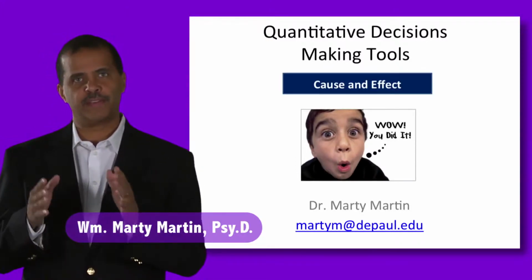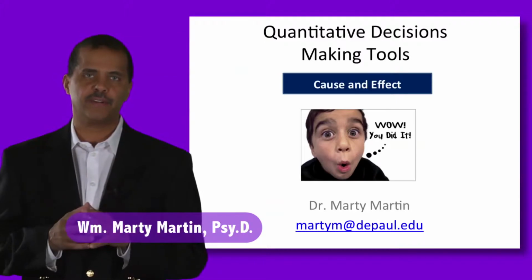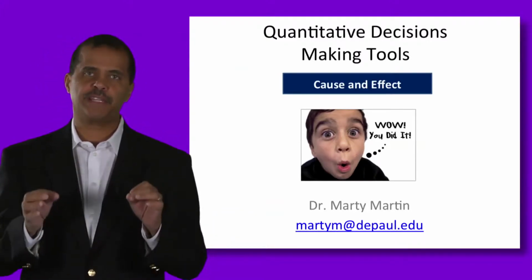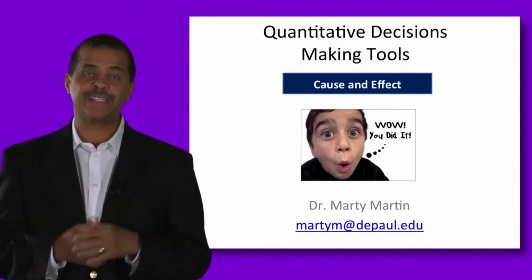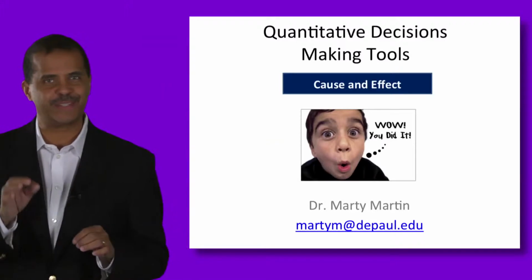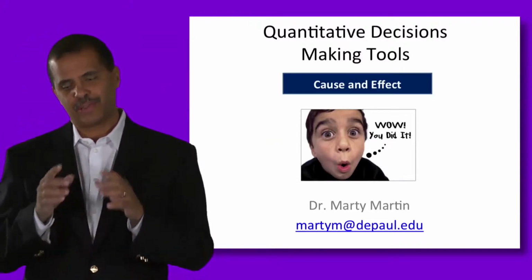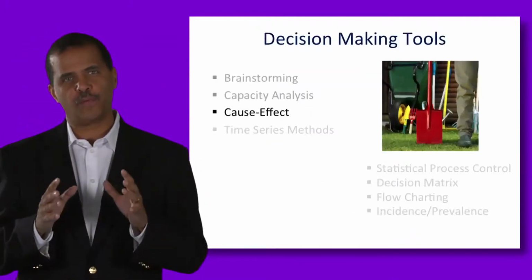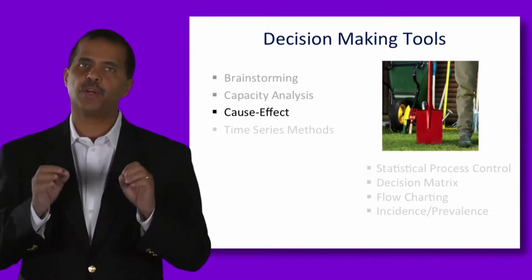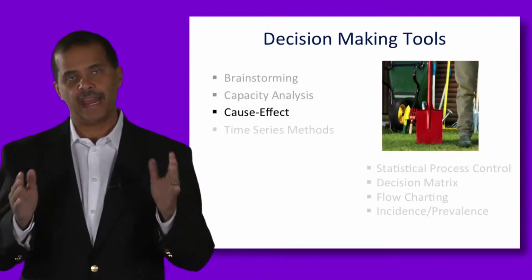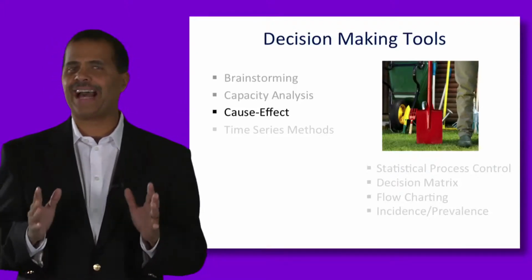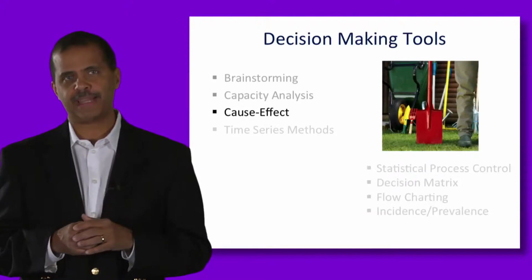So whether this is the first time you've watched this series, or maybe you're just jumping into it as a continuation, this particular series is called Quantitative Decision-Making Tools. That's a mouthful, but Quantitative Decision-Making Tools. So let's begin to get an overview of what the focus will be today, but within context. As you'll note, cause and effect is highlighted. That will be the focus for this particular module, but it's within the context of these other decision-making tools.